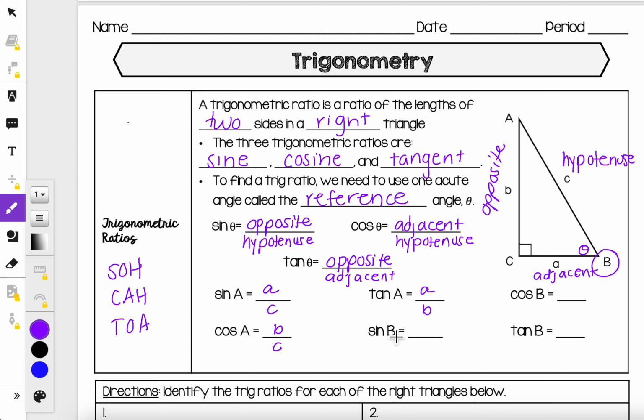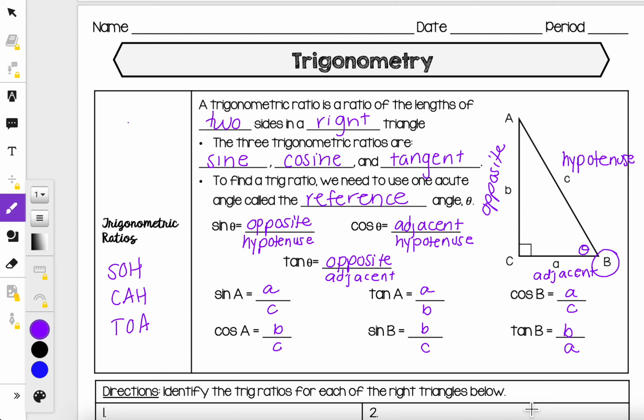So the sine of angle B is going to be my opposite over hypotenuse, which is now B over C. The cosine of angle B is going to be your adjacent over your hypotenuse, which is A over C. And then the tangent of angle B is your opposite over adjacent, which is B over A.